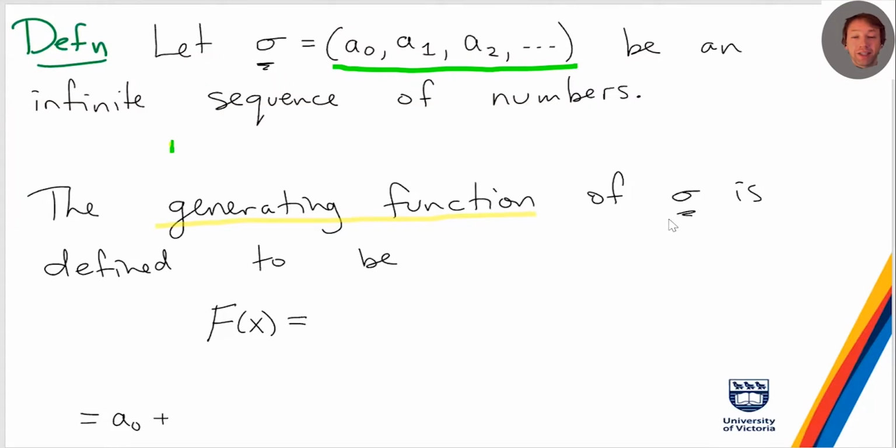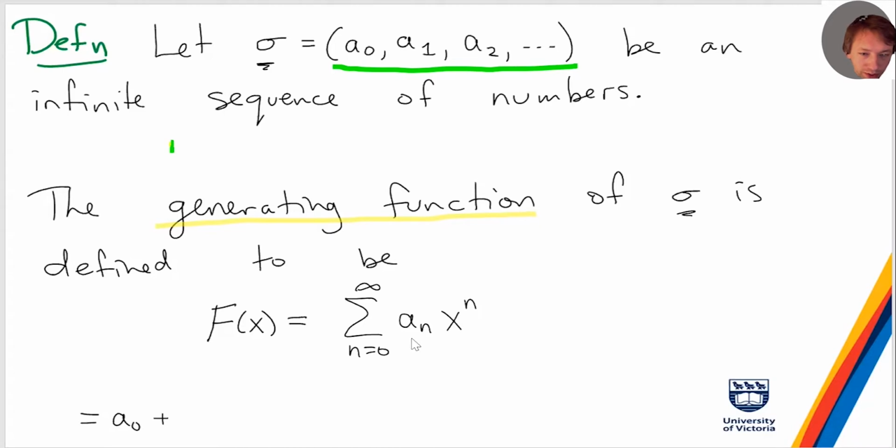So I can define the generating function of sigma to be the sum from n equals 0 to infinity of a_n x to the power of n. It's not supposed to be clear why we're interested in these generating functions yet, but this is just a definition, and then we'll see why these things are interesting and useful as we go along.